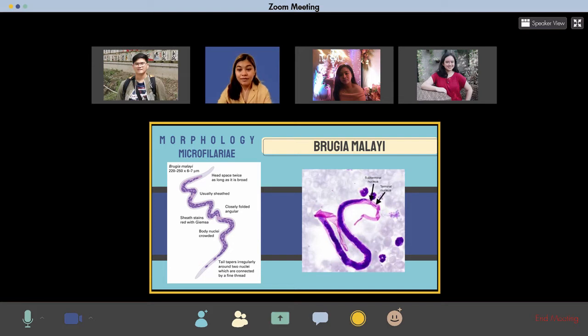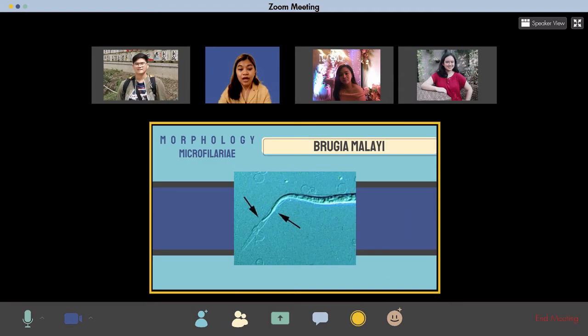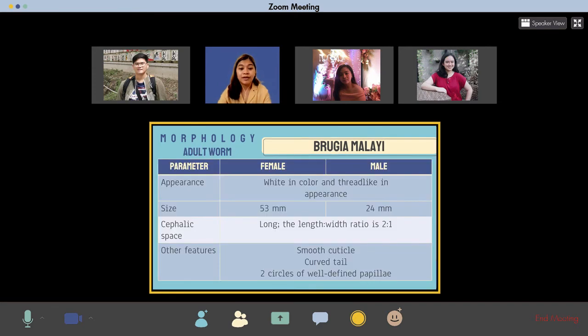So beside it is a picture that points to the two nuclei at the posterior end, and they are called the subterminal and the terminal nucleus, and they lie folded with the head close to the tail. Another picture shows that one nucleus is present at the extreme tip of the tail, and the other is midway between the tip and the posterior column nuclei. So the presence of these two distinct nuclei at the tip of the tail is the distinguishing feature of microfilaria of Brugia malayi.